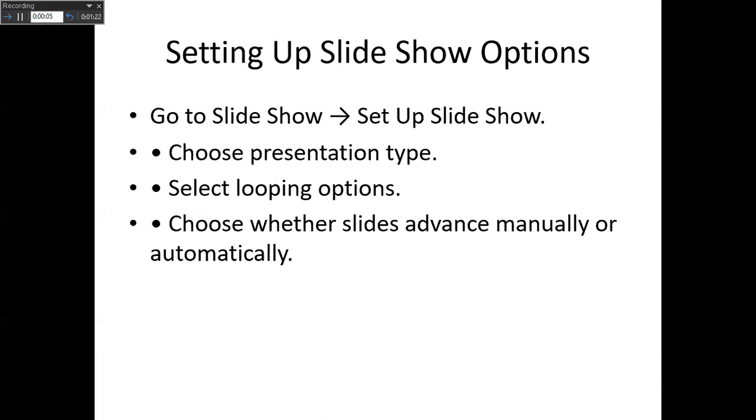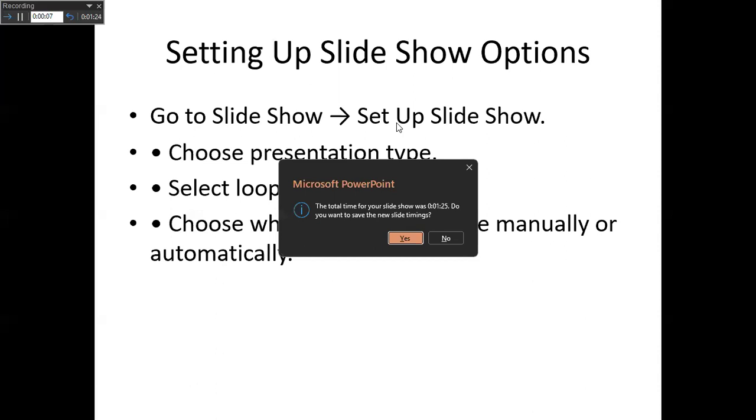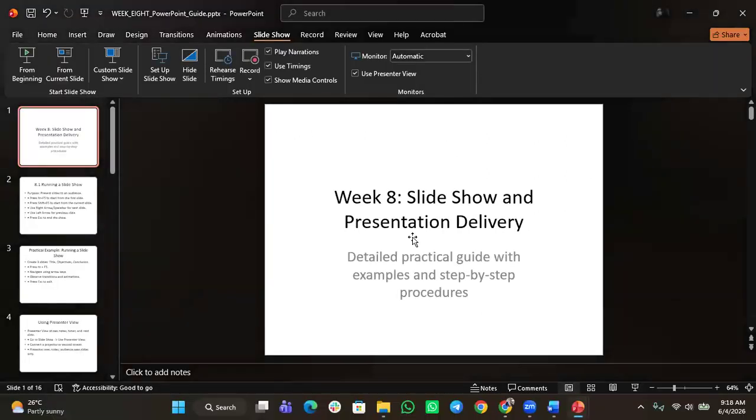Okay. Now, by the time I press escape, look at it. It's telling me immediately I press that escape, it said the total time for your slideshow was 1 minute 25 seconds. Do you want to save the new slide timings? Then you say yes. Now, after I have done that, I can now go to slideshow.